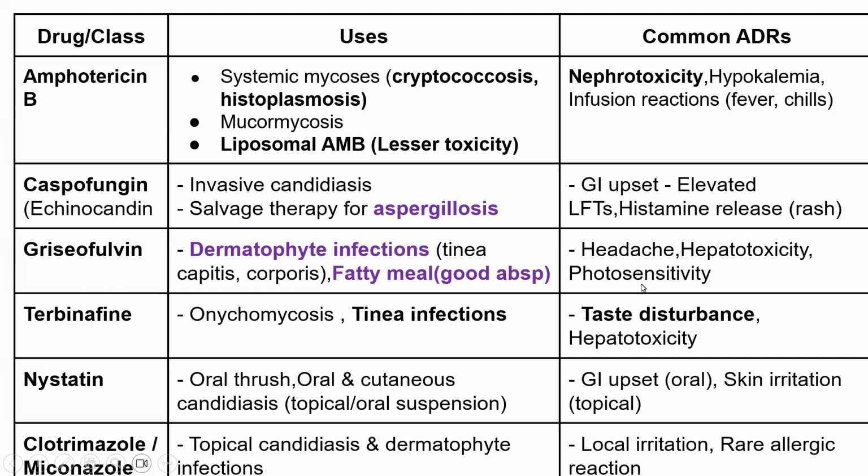And headache, hepatotoxicity, photosensitivity are common. Terbinafine, remember TTT. Okay, terbinafine is an allylamine, inhibits squalene epoxidase. T for tinea infections it is used, and adverse effect is taste disturbance. Nystatin we can use for oral thrush and oral and cutaneous candidiasis, and already I have told you clotrimazole, miconazole.